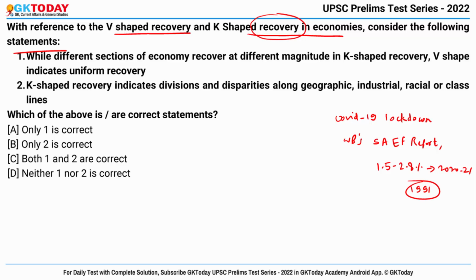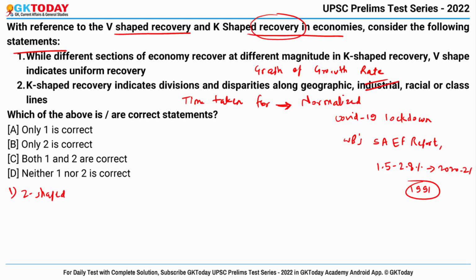So economic recovery can take many forms which are depicted using alphabetic notations, and these alphabets generally denote the graph of growth rate. Okay, and the fundamental difference between the different kinds of recovery is the time taken for the economic activity to get normalized. Okay, now first is Z-shaped recovery. It is actually the most optimistic scenario in which economy quickly rises after the economic crash.